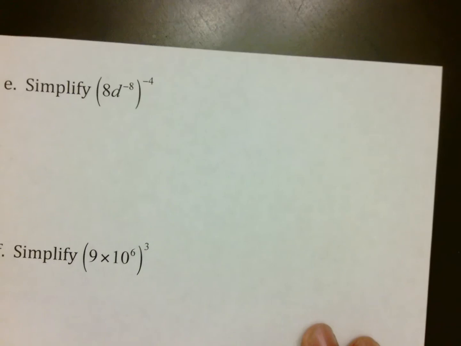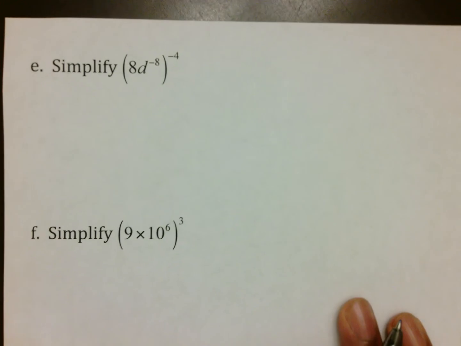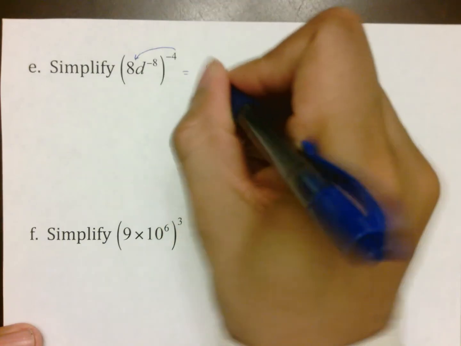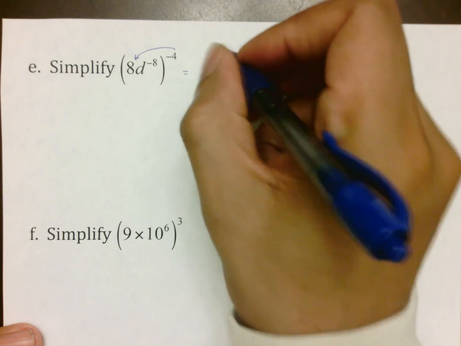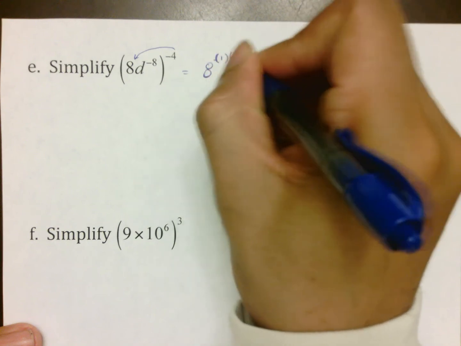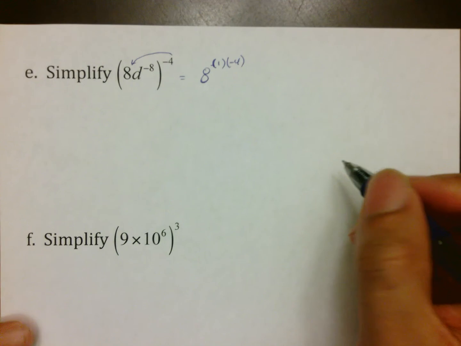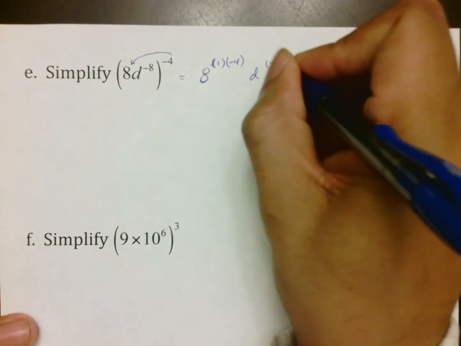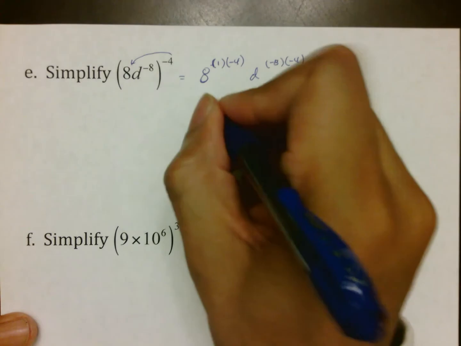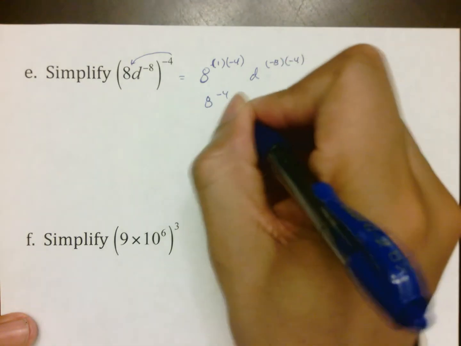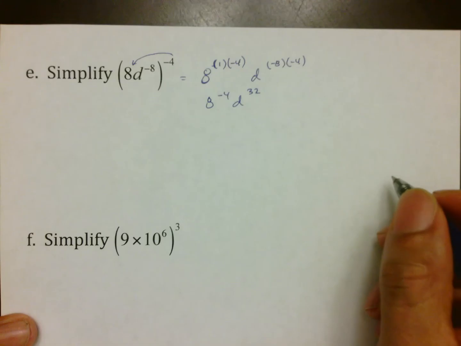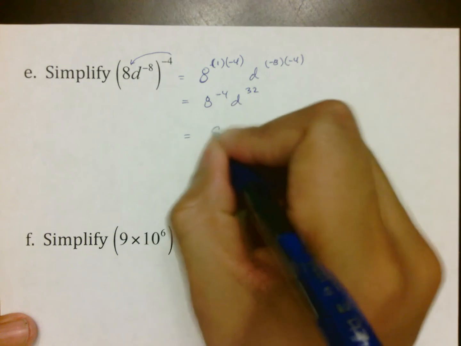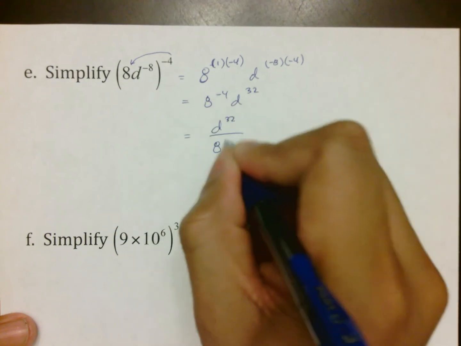Looking at example E, you have, again, the negative 4 going down, so 8 to the 1 times negative 4, because we want to make sure we remember that it is the power of 1. And yes, my work is going to make you do that. And then d to the negative 8 times negative 4, which turns into 8 to the negative 4th d to the 32nd, which from there turns into d to the 32nd over 8 to the 4th.